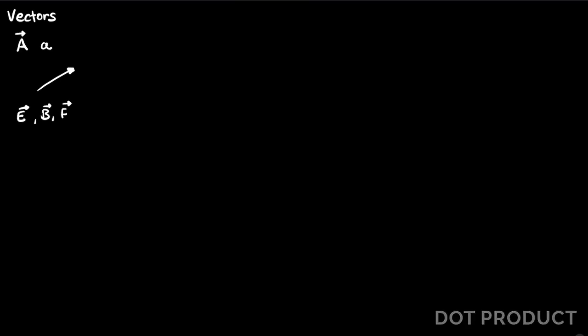I'm going to cover what the dot product is between two vectors. So this is vector multiplication. You guys have probably done this before.